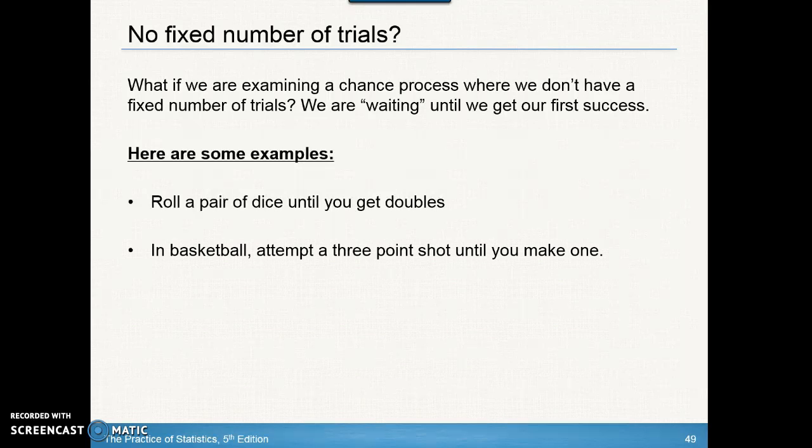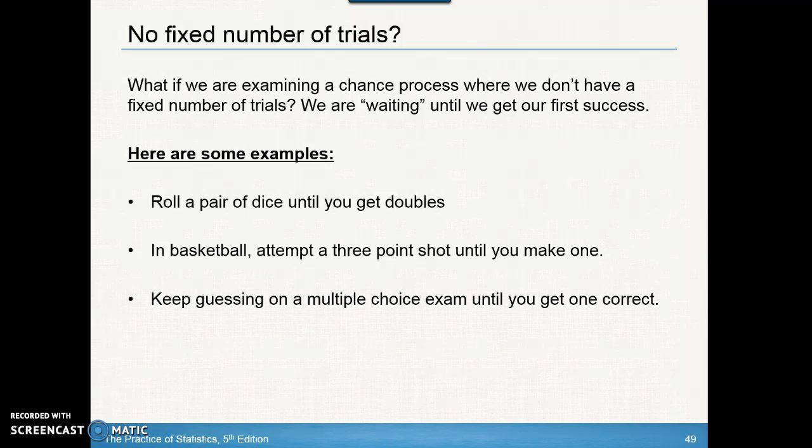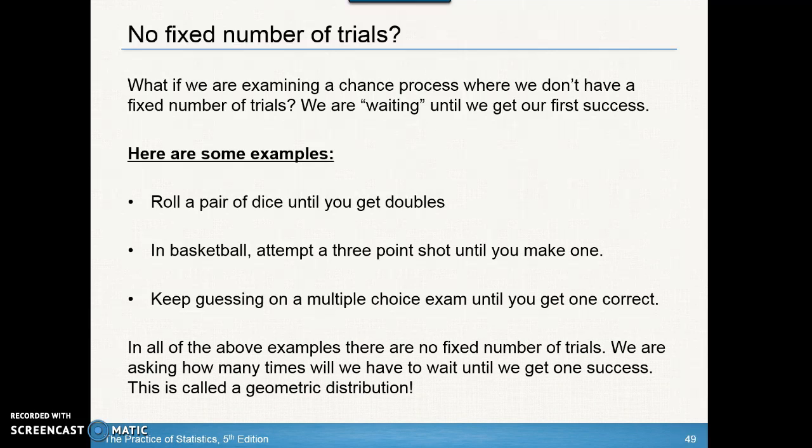In basketball, we're going to attempt a 3-point shot until one is made. That's not a fixed number of trials. We'll just keep doing it. We keep guessing on a multiple choice exam until we get one correct. So once again, that's not a fixed number of trials. In all the above examples, there were no fixed number of trials. We're basically asking how many times we have to wait until we get one success.